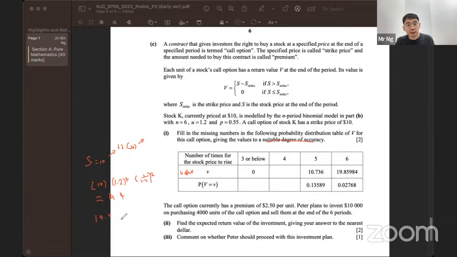But your strike price is $10, so I think this is only worth $4.4. Let me try 5 times. So rise 5, drop 1, so effectively rise 4 times. Yeah, correct, so the rest correspond. Rise 6 times. Rise 10, yeah, correspond.